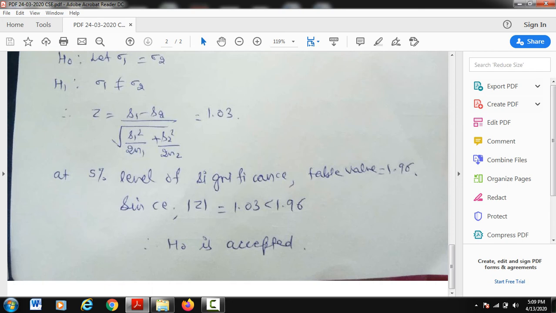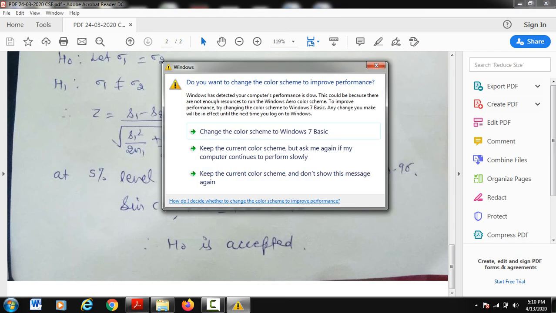Another thing you have to keep in mind: whenever you compare the calculated value and the table value, you have to compare the absolute calculated value, because the calculated value can come up with a negative sign also. At that time we have to ignore the minus sign, or we can say we have to take its modulus value. So always compare the absolute calculated value and the table value. Fortunately, here the calculated value is turning up with a positive sign. So I am comparing 1.03 and 1.96, the absolute calculated value with the table value.